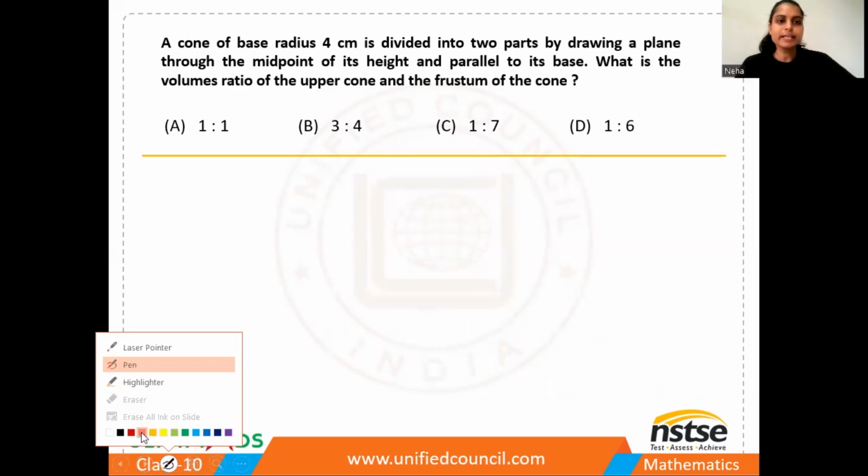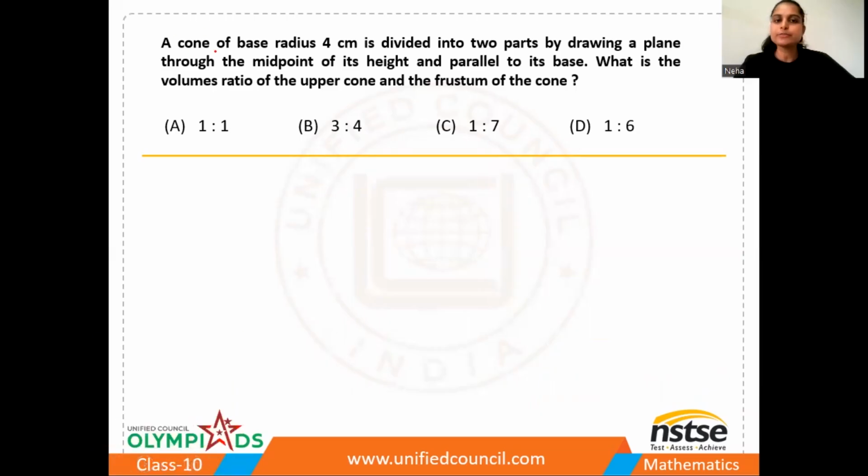The next question is, a cone of base radius 4 cm is divided into two parts by drawing a plane through the midpoint of its height and parallel to its base. What is the volume ratio of the upper cone and the frustum of the cone?